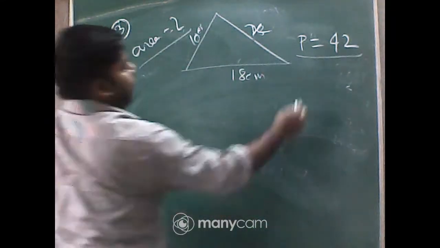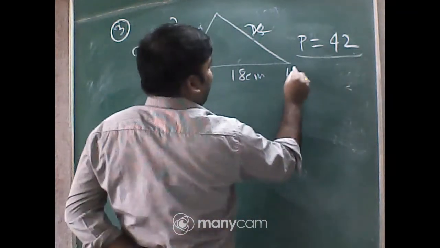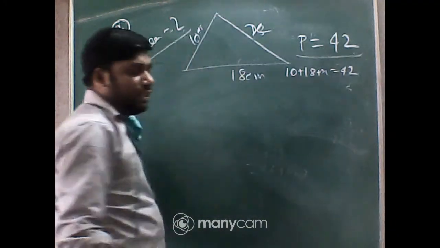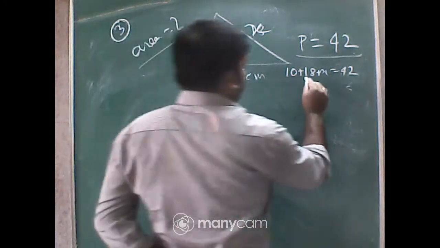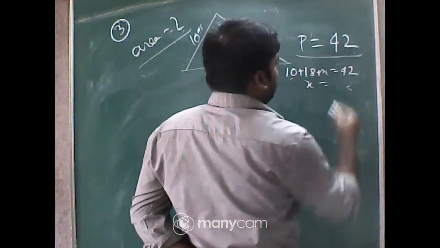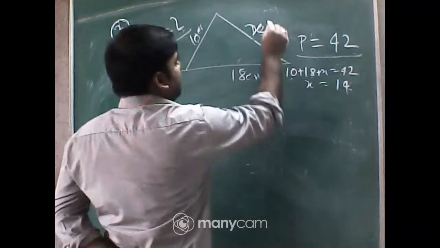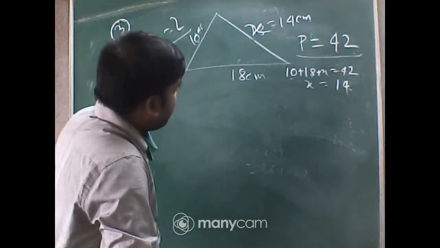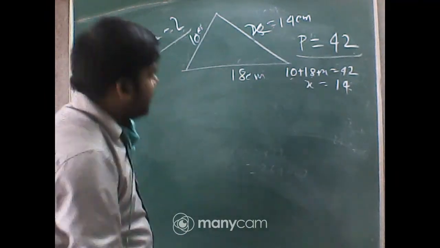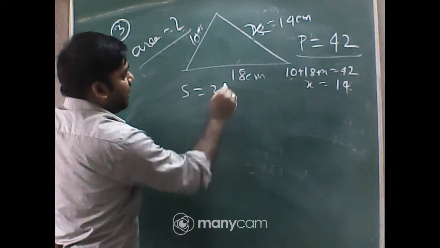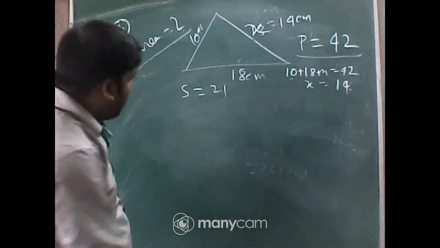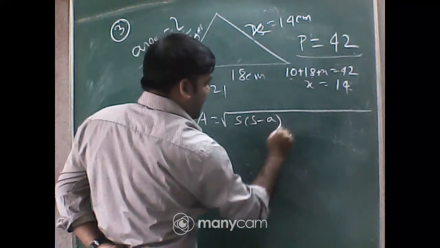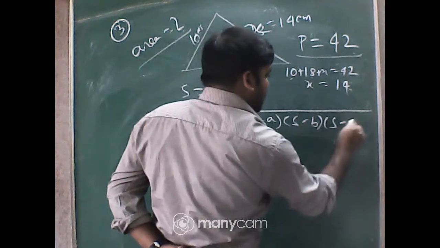Look at the board. So perimeter is 42. Therefore 10 plus 18 plus x equals 42. Therefore x will be 42 minus 28, that is 14 centimeter. Now we know that half perimeter is 21. So area equals that formula, root of S into S minus A, S minus B, S minus C.